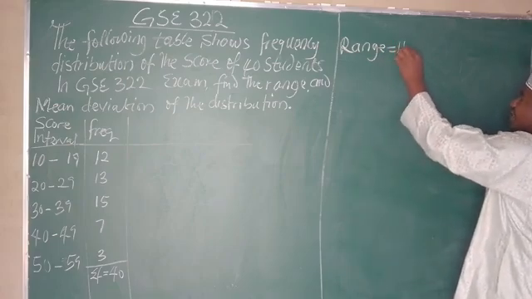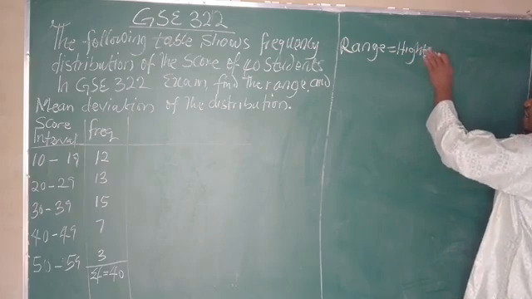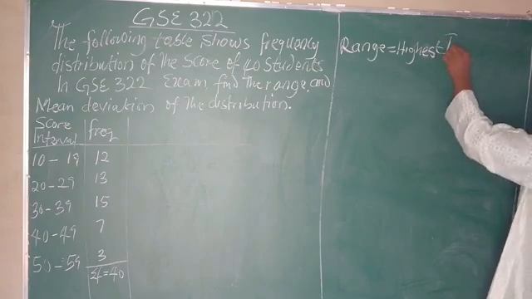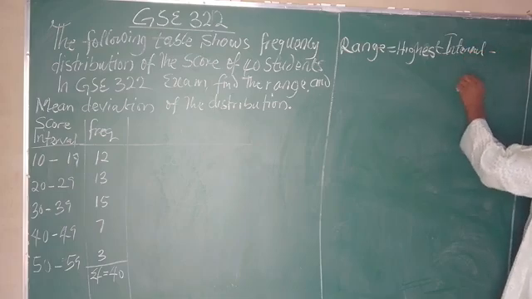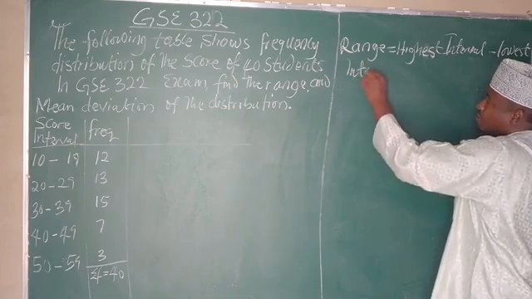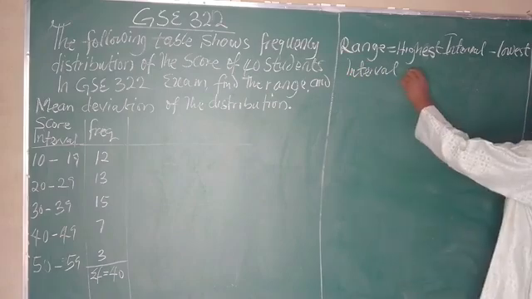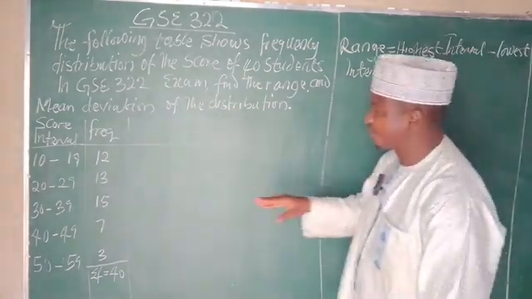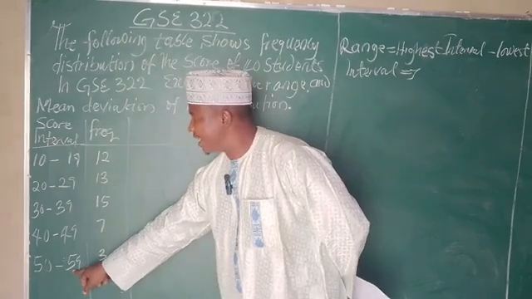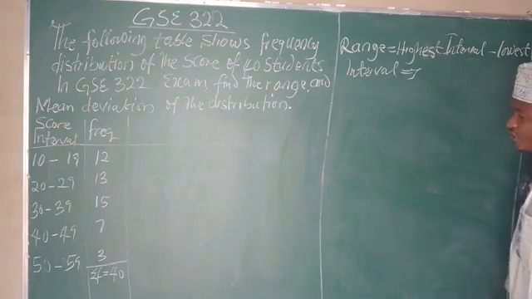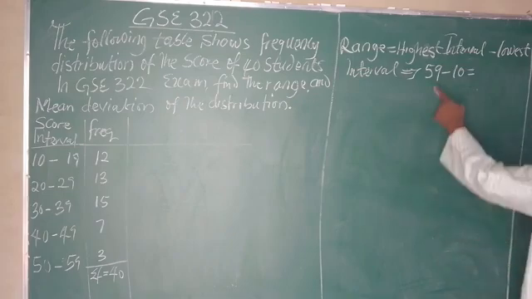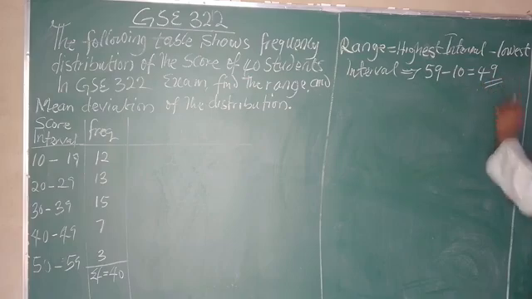Range implies the highest interval minus the lowest interval in the distribution, which implies that when we go back to the table, we see that the highest is 59 and the lowest is 10, which implies 59 minus 10, which is going to give us 49. This is our range.